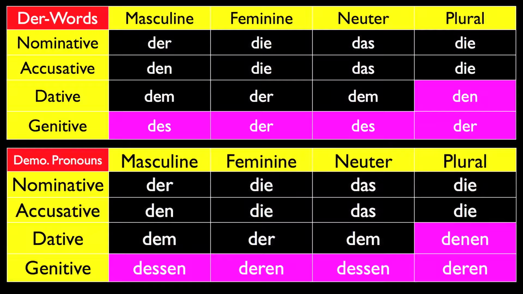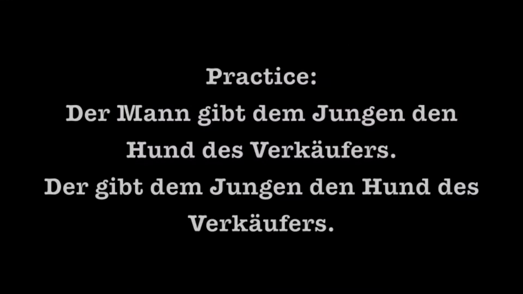The der words were des, der, des, der. The demonstrative pronouns, however, are dessen, deren, dessen, deren. Not only are they the most complicated of the demonstrative pronouns, but the genitive is really complicated to use as a demonstrative pronoun. I'll show you some examples here in a minute. The best way to understand this grammar is to try it out in different sentences.